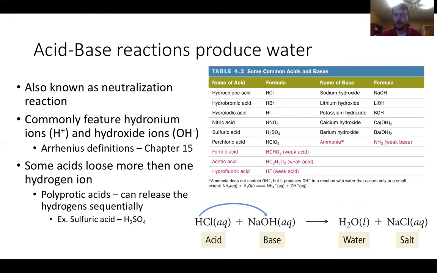Now, some acids lose more than one hydrogen. Things like sulfuric acid are known as polyprotic acids, and they can release more than one hydrogen. If you see on an exam or a quiz a hydrogen and a hydroxyl group reacting together, you should know that it's an acid-base reaction, and they produce water and salt. Table 5.2 just gives you some strong acids and strong bases. We're going to deal with just strong acids and strong bases until later in Gen Chem 2, where you will learn about different definitions of acids and how to calculate weak acids and weak bases. But for this case, we're not going to worry about it.